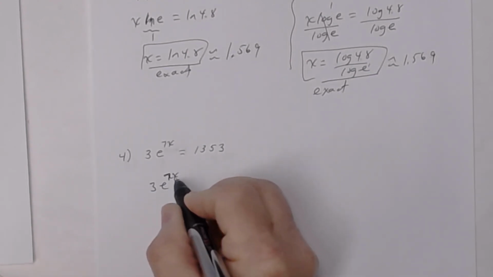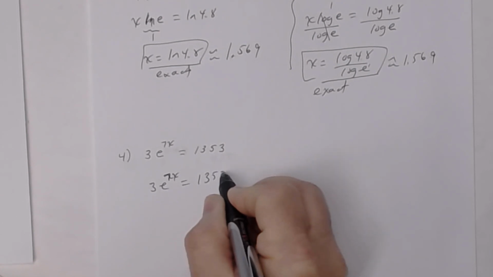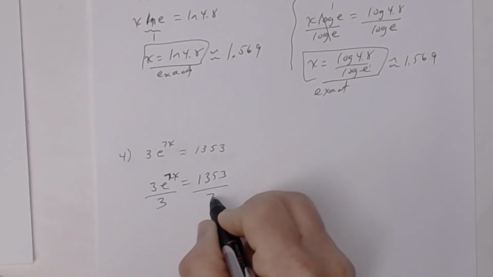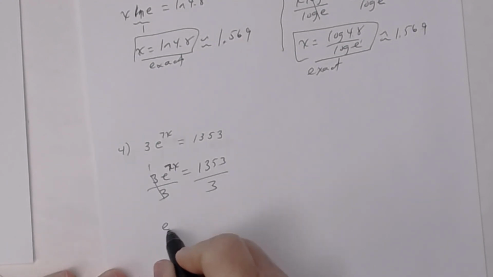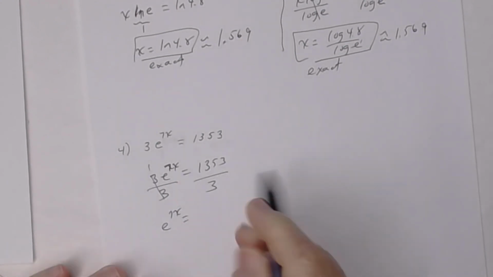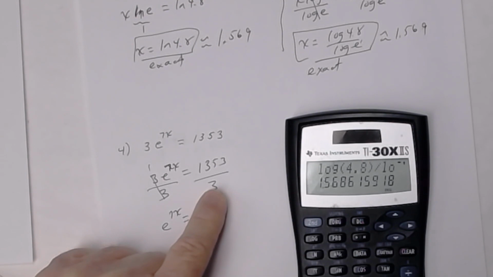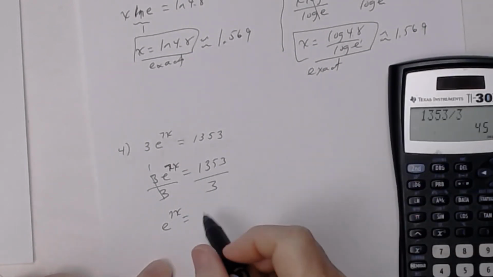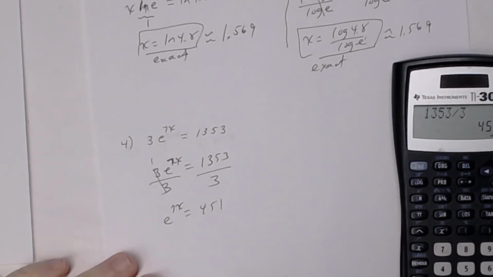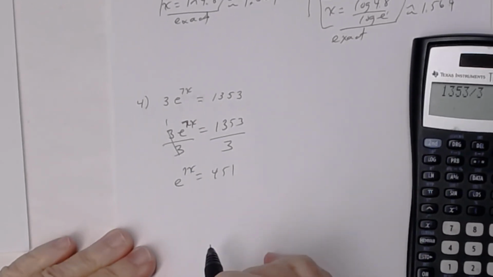So you can divide both sides by 3, just like that. 3 divided by 3 is 1, so you get e to the 7x equal, and then 1,253 divided by 3 equals 451. So that's 451. Now I'm going to take the natural log of both sides.